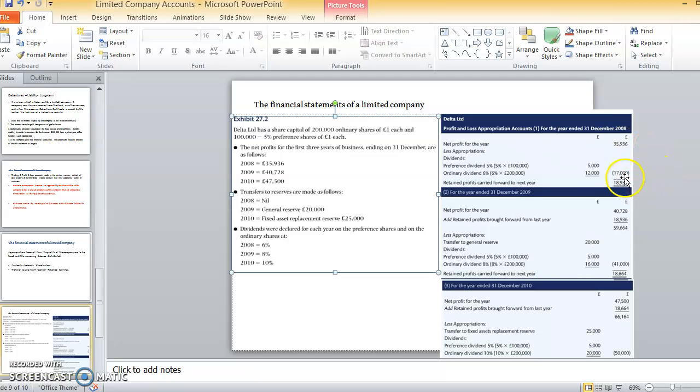35,000 profits minus total dividends, you are left with 18,936. These are the retained profits which will be carried forward to the next year. Retained means the profits kept by the company.